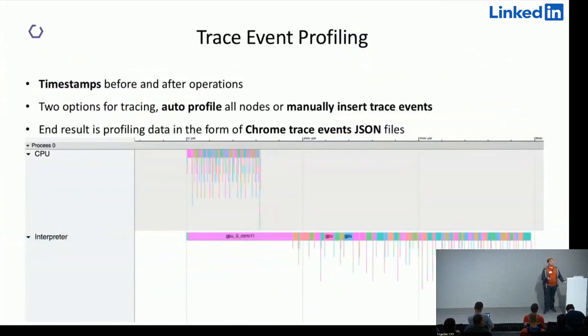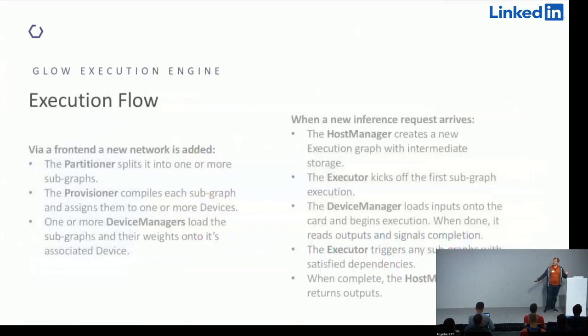So to track into that performance, Glow also supports trace events. We export in the Chromium trace events format so that you can see what operators took the most time in your execution and where you were waiting, and get a feel for the overall performance of your network. And you can do this by either manually inserting trace events at specific points, or we support auto profiling, where we insert a trace event for every single operator in your graph, and you can see the entire trace.